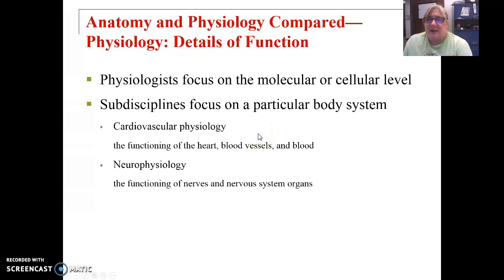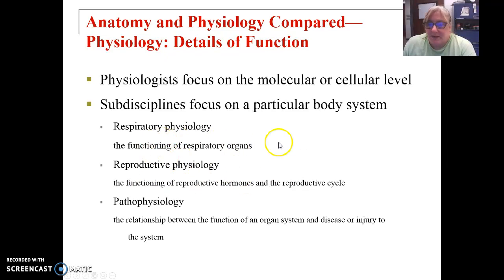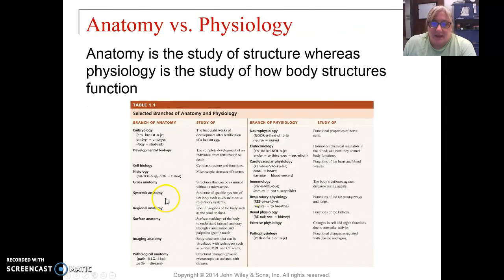Physiologists focus on the function of these different structures. And so there are a lot of subdisciplines here as well. You can be a cardiovascular physiologist, a neurophysiologist, a respiratory physiologist, or a pathophysiologist, where you're studying the relationship between the normal function of the systems and then how disease or injury affect the functions of those systems. And so here are different branches for each of anatomy and physiology. This is from your textbook.